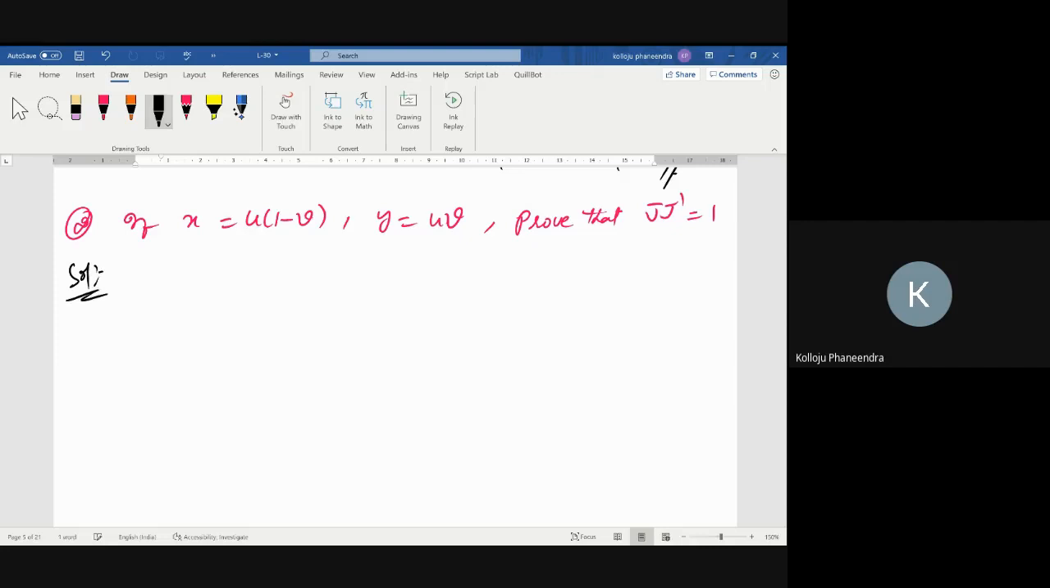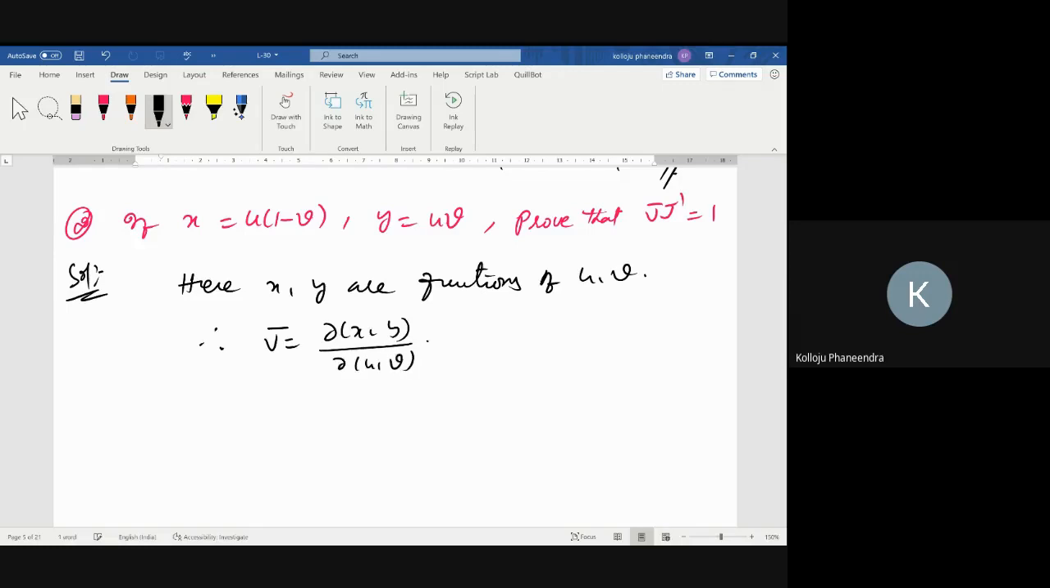Solution. Clearly see, here x, y are functions of u, v. Therefore, what does J stand for? Jacobian of xy with respect to uv. Here, the reverse case is there. x and y are functions of uv, so J stands for the Jacobian of xy with respect to uv. Let me find this. What is this value?